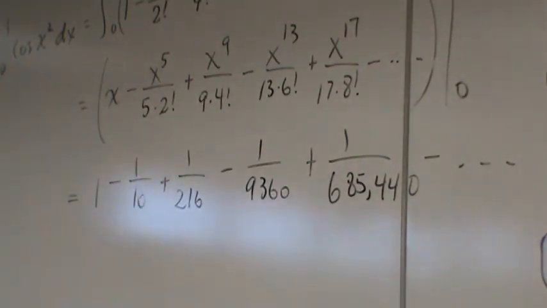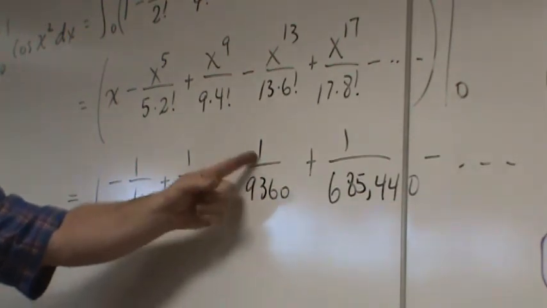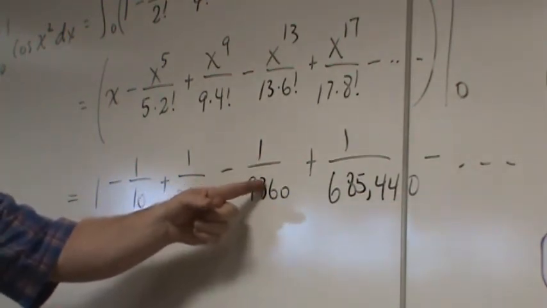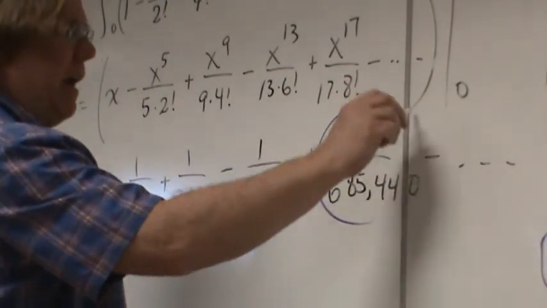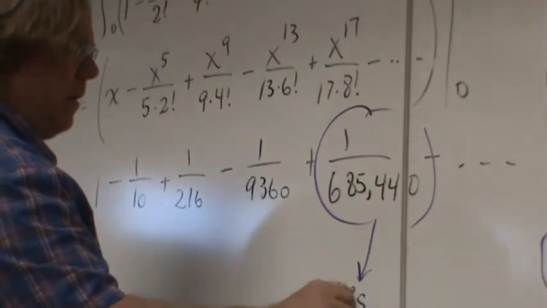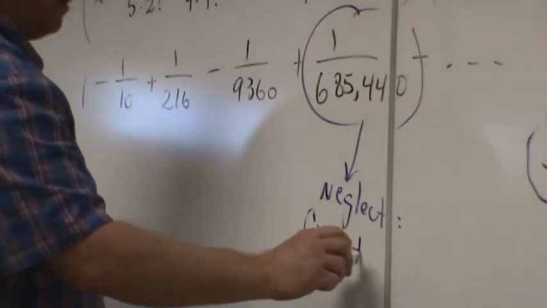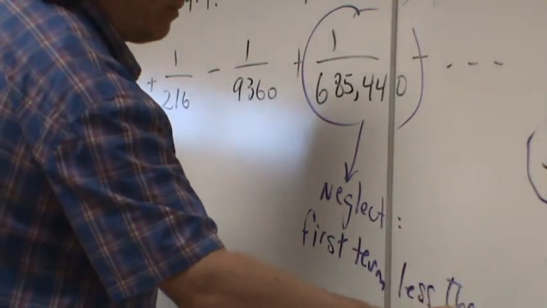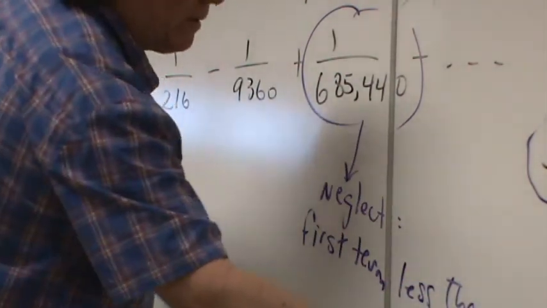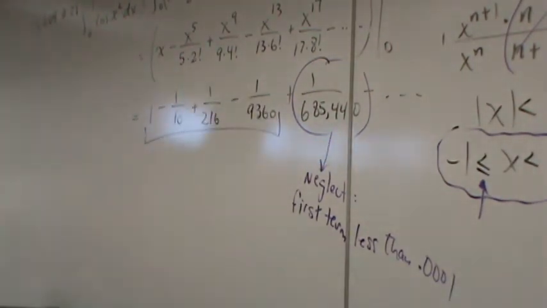So which is my first neglected term? The last one. Yeah, this guy. I can't neglect this guy because this would get me a maximum possible error that's more than 1/10,000. So I can't neglect this guy. I'm gonna neglect this guy, because it is the first term less than the maximum possible error I'm supposed to have, which is 1/10,000. So I'm gonna add these four guys up and get my answer.